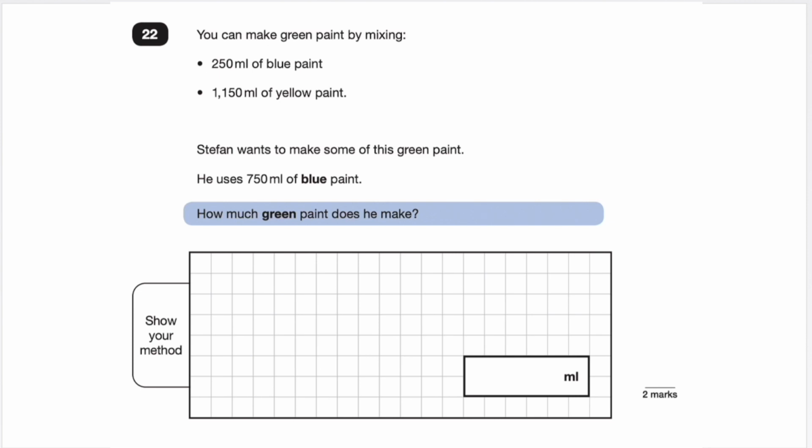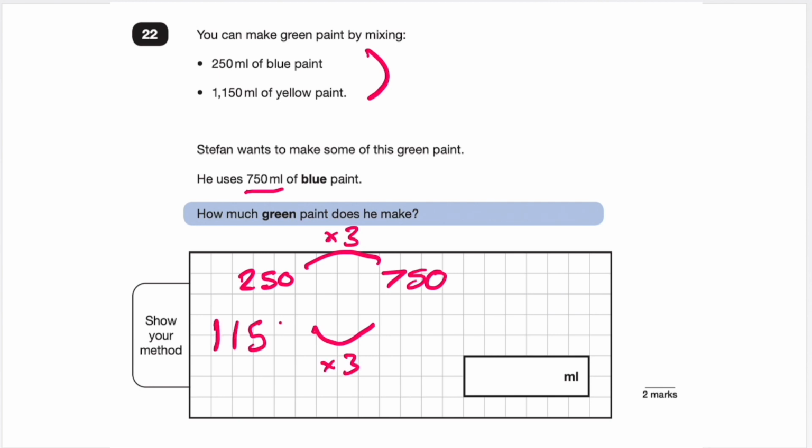Okay, so this is our ratio. We need 250 milliliters to every 1,150 milliliters. Stefan has done 750 milliliters of blue. So how much extra has he used? Well, we've got 250 and he used 750. I can see a relationship here of times 3. So if he's times the blue paint by 3, guess what? He's also going to have to times the yellow paint too, which is 1,150 times 3.